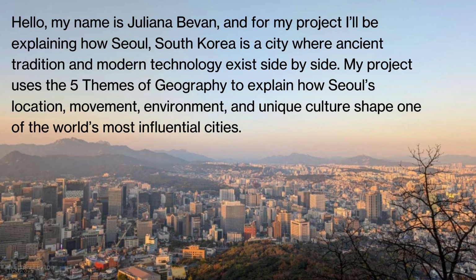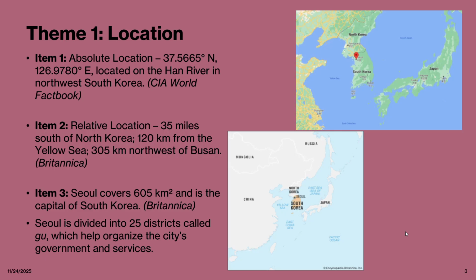but hopefully you'll understand. So hello, my name is Juliana Bevan, and for my project I'll be explaining how Seoul, South Korea is a city where ancient tradition and modern technology exist side by side. My project uses the 5 themes of geography to explain how Seoul's location, movement, environment, and unique culture shape one of the world's most influential cities.